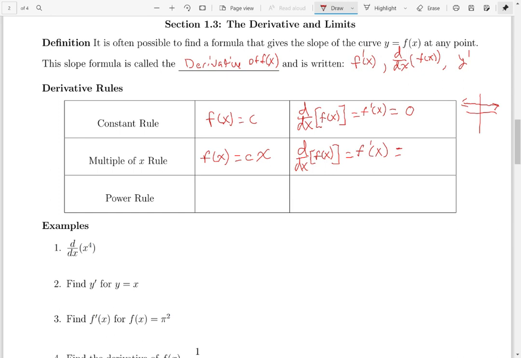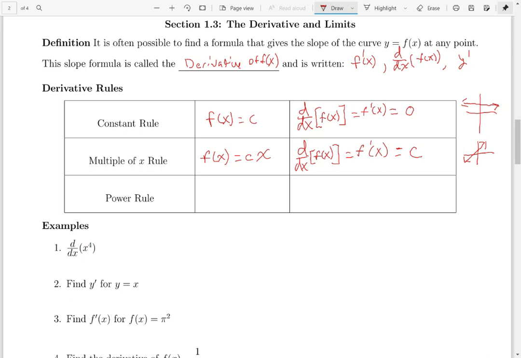When you take the multiple of x rule, the derivative of c times x is just going to be that constant c. Now once again, if we think about this in picture form, a line, that's c times x, right? So let's pretend it's positive for that since it doesn't matter. If I draw a tangent line to this equation, what's the slope of the tangent line going to be? It's going to be exactly the slope of the line that we started with, because a tangent line to a line is itself.